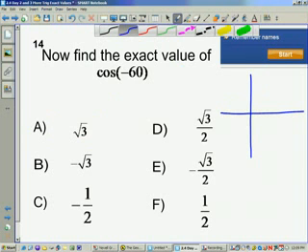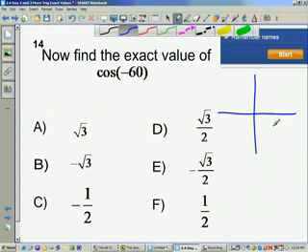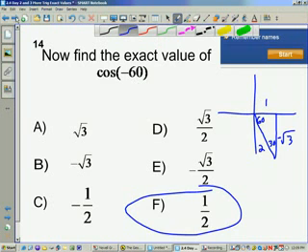Cosine of negative 60. So that means instead of going counterclockwise, I'm going to go clockwise 60 degrees. So, my machine is going nuts right now. So let's do this one again. So we're going to do 60 degrees clockwise. So 60, 30. So I'll have 1, 2, root 3. And just the root 3 would be negative. So cosine would be 1 over 2.